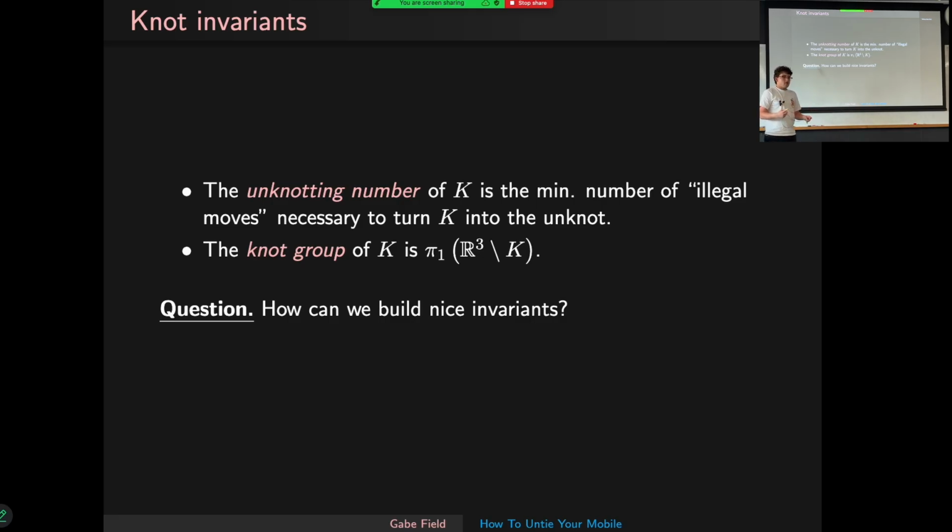But both of these kind of have a problem. The unknotting number, rather, would best be described as an export of knot theory, not a tool within. It would be really nice to know how many times I need to do illegal things to make this the unknot, and that might not really be all that easy to compute, or at least it certainly doesn't sound like it. In a similar vein, the knot group turns the problem of recognizing knots into the problem of recognizing groups, which, yikes, that's a pretty bad problem too. So the question is how we can build nice invariants.